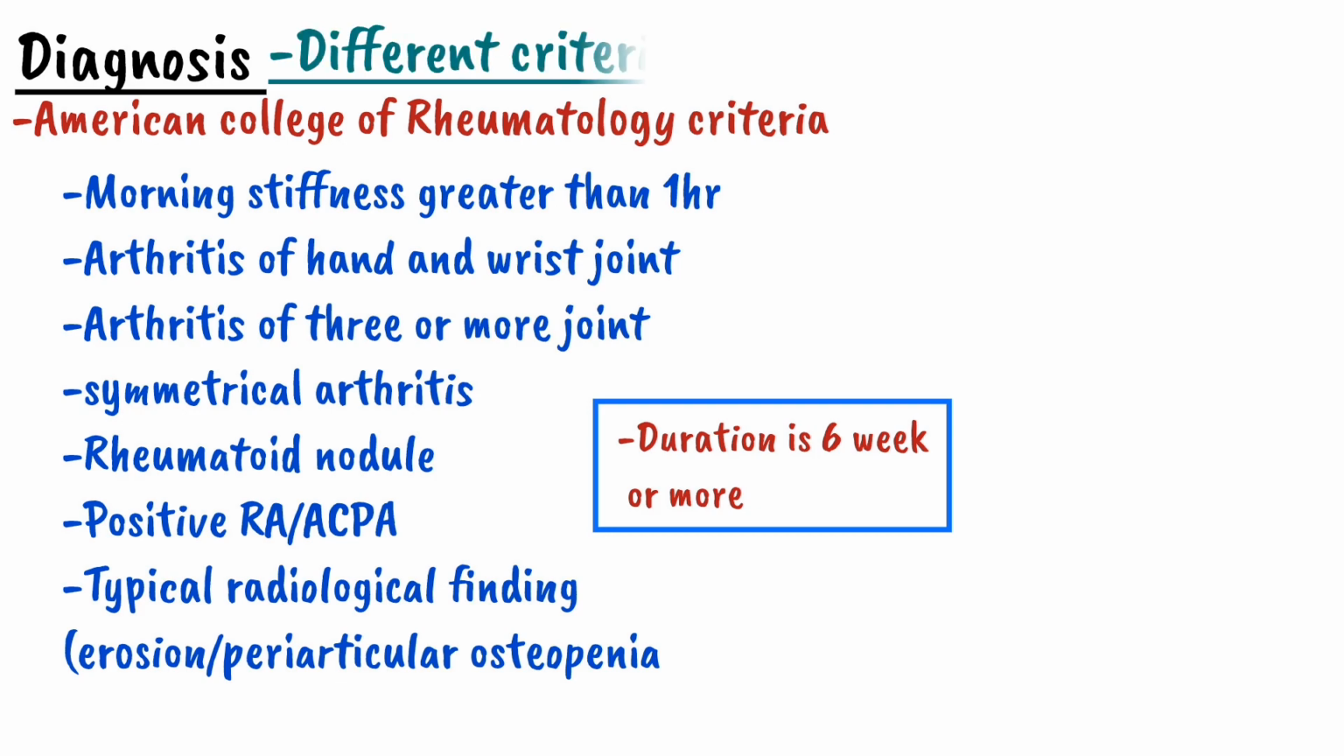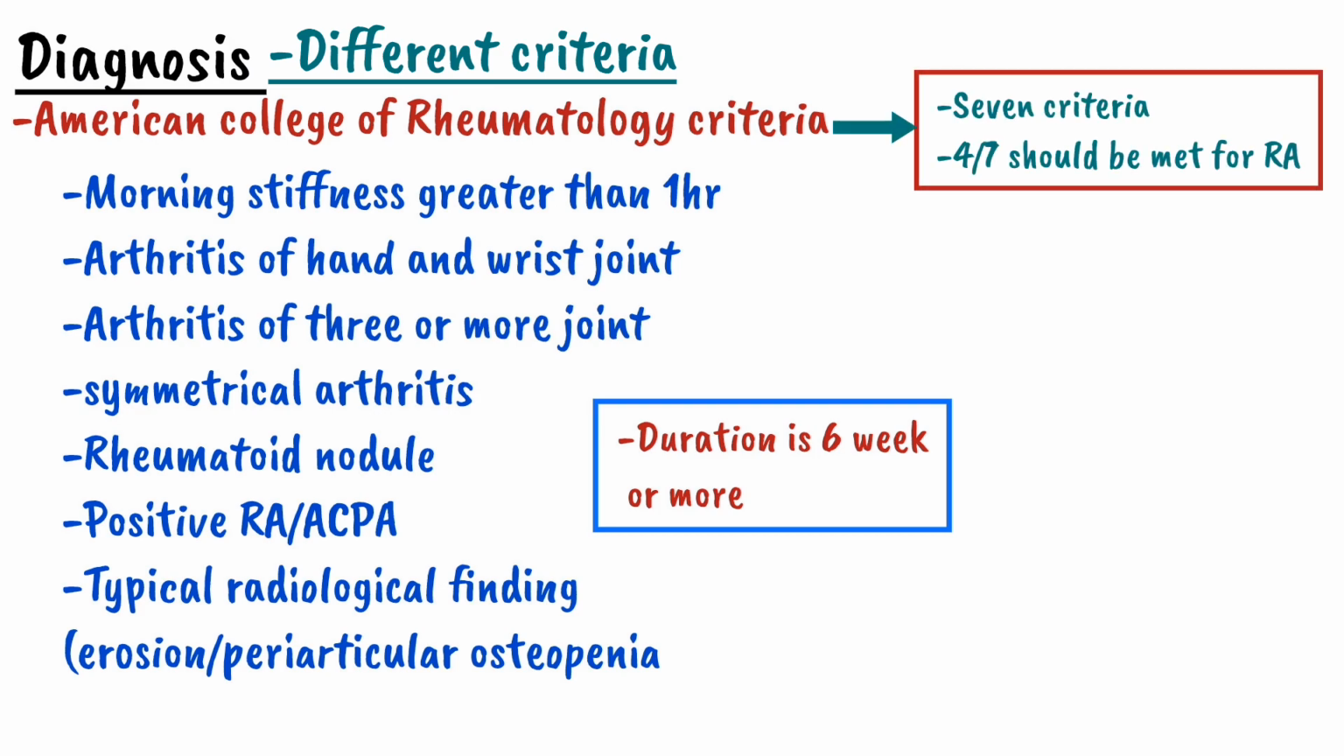Remember that there are different criteria for diagnosing rheumatoid arthritis. Here we will study the American College of Rheumatology criteria for rheumatoid arthritis. It involves 7 criteria and 4 should be met to confirm the diagnosis. It includes morning stiffness greater than 1 hour, arthritis of the hand and wrist joints, arthritis of 3 or more joints, symmetrical arthritis, rheumatoid nodules, positive rheumatoid factor and ACPA, and typical radiological findings such as erosion and periarticular osteopenia. Remember that all these 7 clinical features should be present for 6 weeks or more. When these clinical features are present for 6 or more weeks, it will confirm the diagnosis of rheumatoid arthritis.